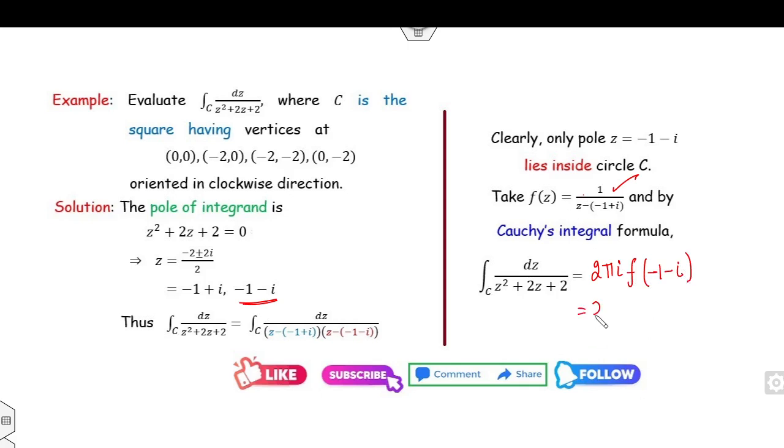I can substitute the value: 2 pi iota times 1 over minus 1 minus iota minus minus 1 plus iota. So it's a minus of 2 cancel. Sorry, it will be 1 and 1 will cancel out. Fine. It's a minus of 2 iota. So minus 2 iota, it's a minus of pi, is the right answer.